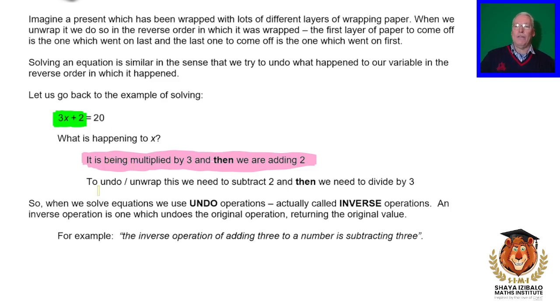So, how do we undo adding 2? We're going to subtract 2. How do we undo multiplying by 3? We're going to divide by 3. So we are using this idea of undo operations. They're actually called inverse operations. An undo operation just undoes. So the undoing of adding 3 is subtracting 3.